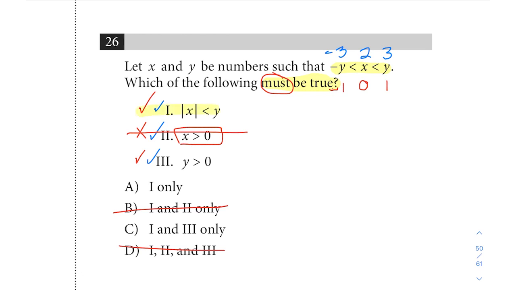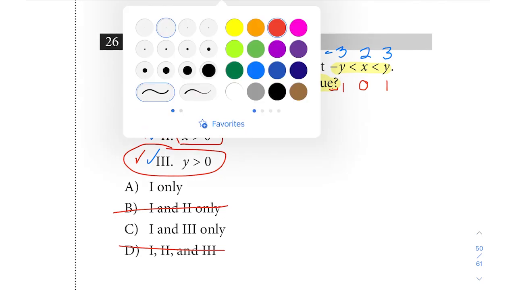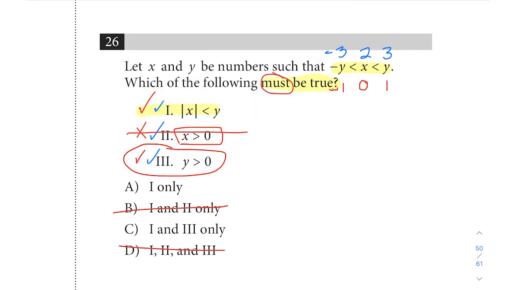And let's check Roman numeral 3. Y is greater than 0. Yep, well, y is greater than 0 here. All right, so now let's try. We know Roman numeral 1 is true, so again, we're done evaluating that one. It's in both of our remaining answer choices. So all we really care about is down here, Roman numeral 3.